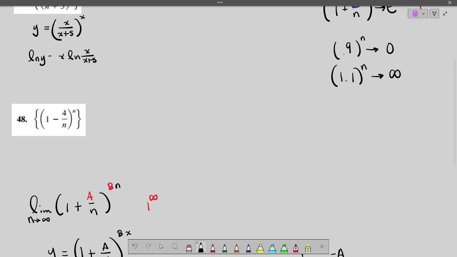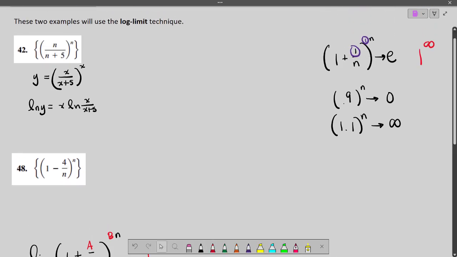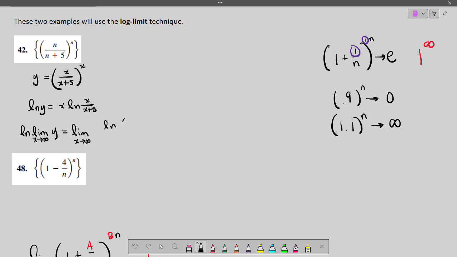Walking on eggshells here. Log limit process, we need to put a limit in here. And so on the left side, we can move the limit inside the log. And so this will be the limit as x goes to infinity. On this side, limit as x goes to infinity. And I'm going to do this in one step. I'm taking the limit of both sides, but I'm also knowing that I want to put it into a form that can be evaluated with L'Hopital's rule.